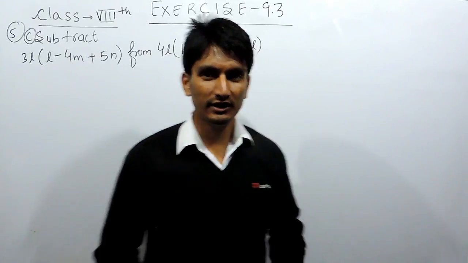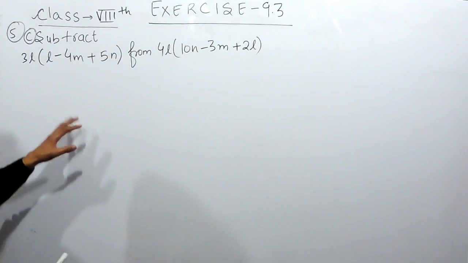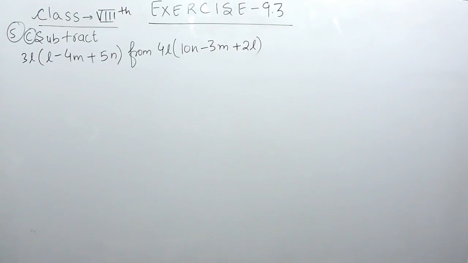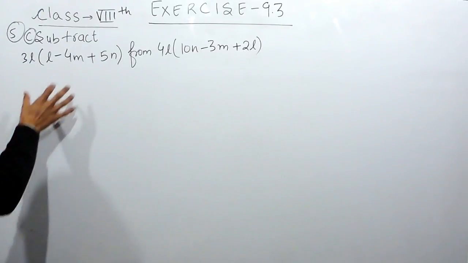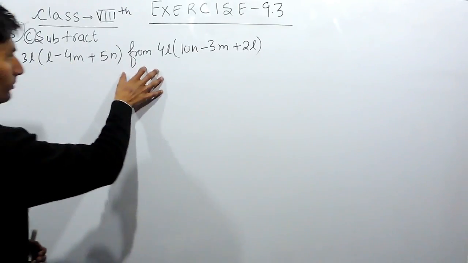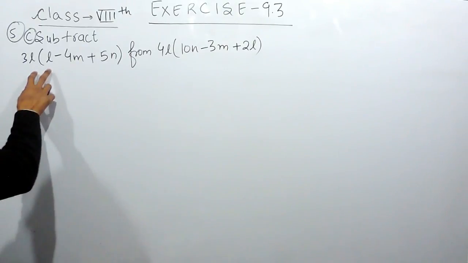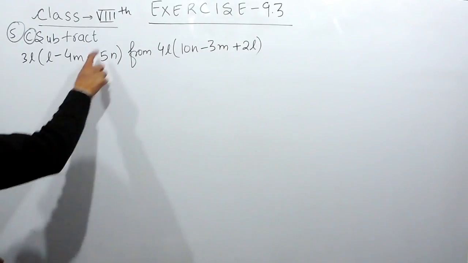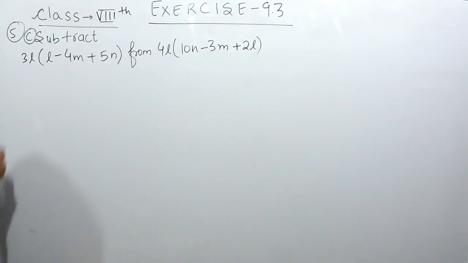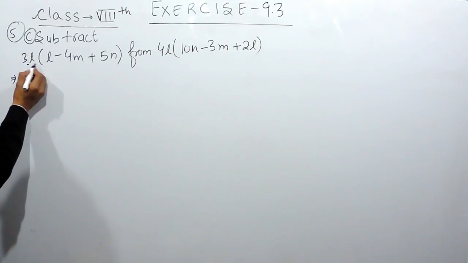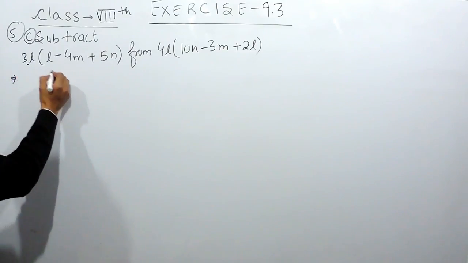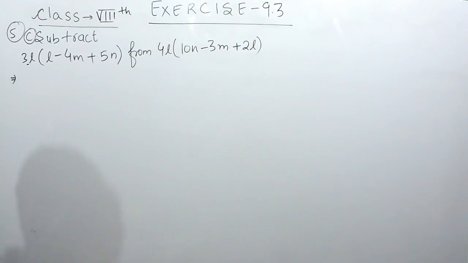Hello everyone, in this video we are going to solve part C of question number 5. In this case you have to subtract this expression from this expression. Before subtracting, we have to simplify them, which means we have to open these brackets. Whenever we open the brackets, we multiply the term outside the bracket with all the terms inside the brackets.